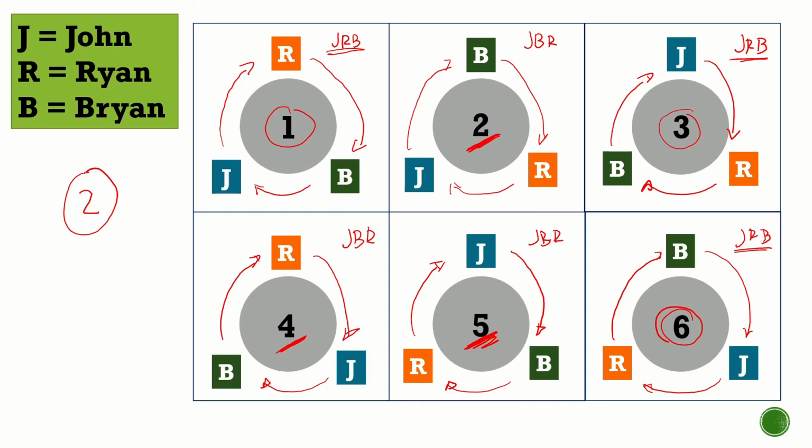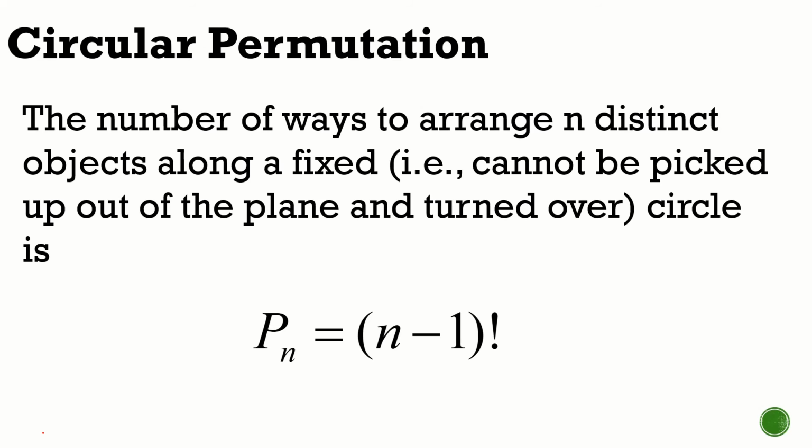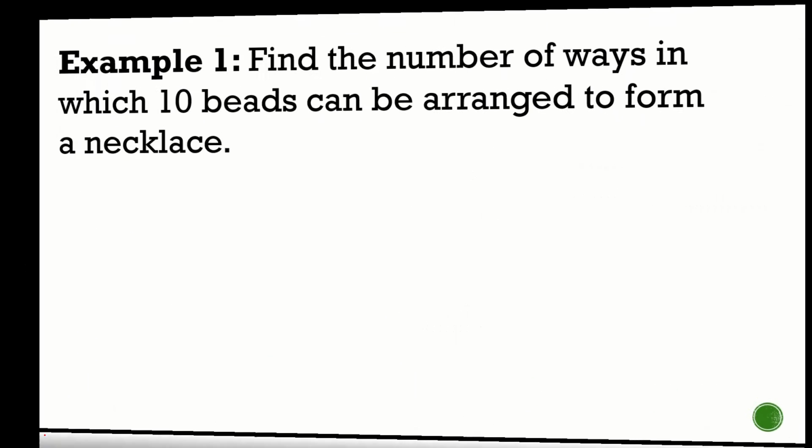Of course, not all problems require you to show this kind of illustration. I'm just giving you an illustration here. There's a shortcut to that, and it's very easy. In a circular permutation, the number of ways to arrange n distinct objects along a fixed circle is (n minus 1) factorial. Here n is the number of people or objects we have in the problem. In the previous illustration, we have three different persons: John, Ryan, and Brian. So that's 3 minus 1, which is equal to 2, and 2 factorial is just 2 times 1, which is equal to 2. Right?